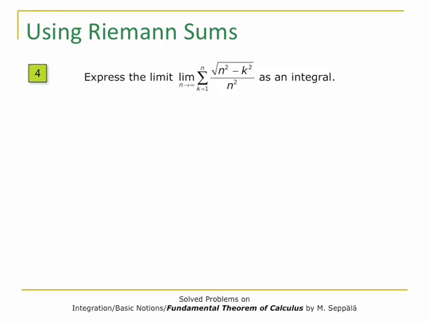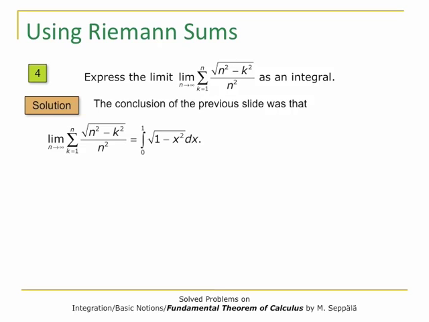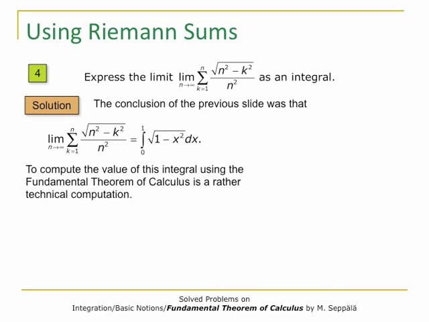Some comments are in order. We had to express the limit as n goes to infinity of the summation k from 1 to n of square root of n squared minus k squared, divided by n squared, as an integral. And we obtained that this is the integral from 0 to 1 of square root of 1 minus x squared dx. It is possible to compute this integral directly using calculus methods. The computation gets a little bit difficult and tedious, and we do not yet have methods to compute this integral by calculus methods.